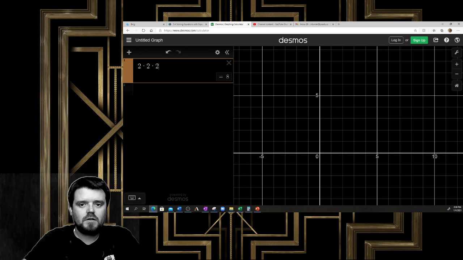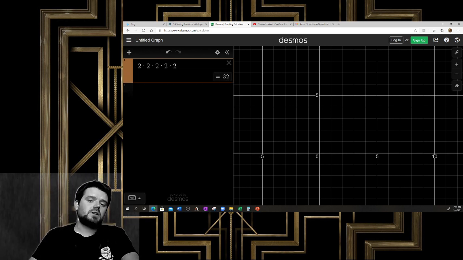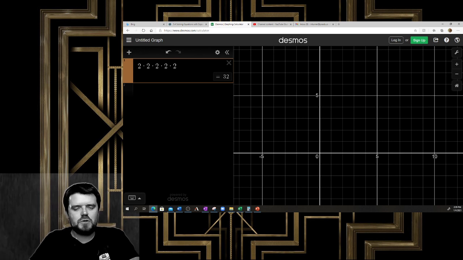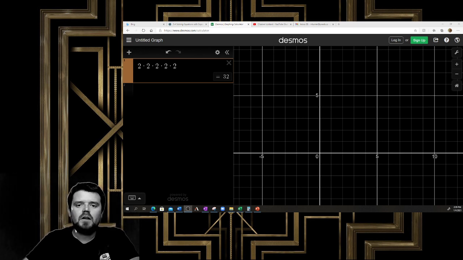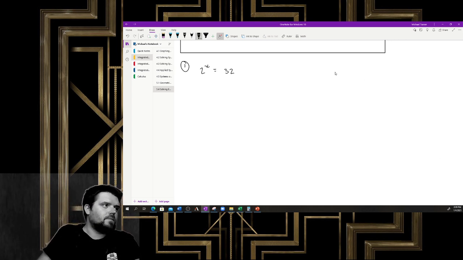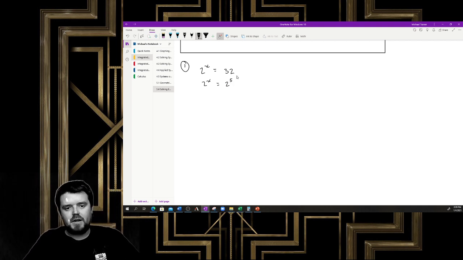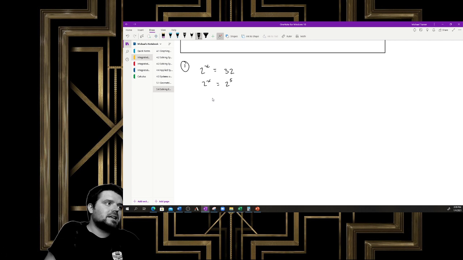Times 2, times 2, times 2. So 32, it took 5 2s, 2 times itself 5 times. Therefore, I can rewrite the right-hand side of this equation as 2 to the 5th power. Once the bases are the same, based on our properties of equality, we can set the exponents equal to each other. Therefore, x equals 5.